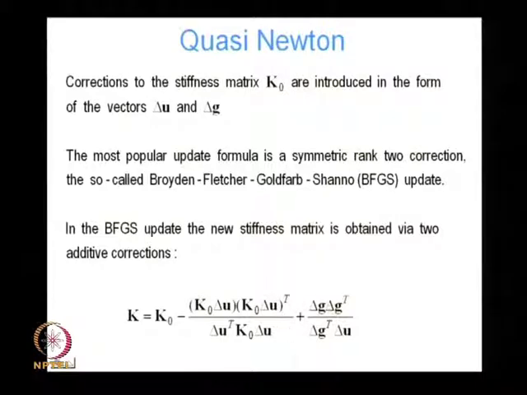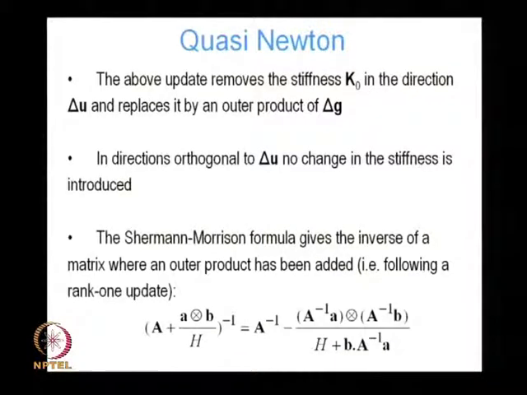So, that part it removes from the original stiffness and it adds another part which is nothing but the outer product of my increment in the internal force vector. So, it projects out the stiffness in the direction of the displacement increment and it replaces it by this term delta g transpose. So, in directions orthogonal to delta u, no change in the stiffness is introduced. Basically in the direction delta u, it projects out something and it adds something. In directions orthogonal to delta u, there are no changes.